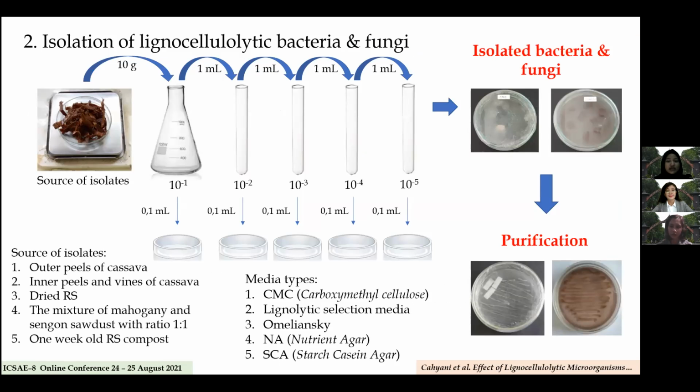The second step was the isolation of lignocellulolytic bacteria and fungi from all those sources using a serial dilution of physiological saline solution, then inoculated the sample by using the spread plate method to 5 types of media that were carboxymethyl cellulose, lignolytic selection media, Omeliansky, nutrient agar, and starch casein agar media. In addition, several small pieces of each sample were also inoculated directly to the respective media.